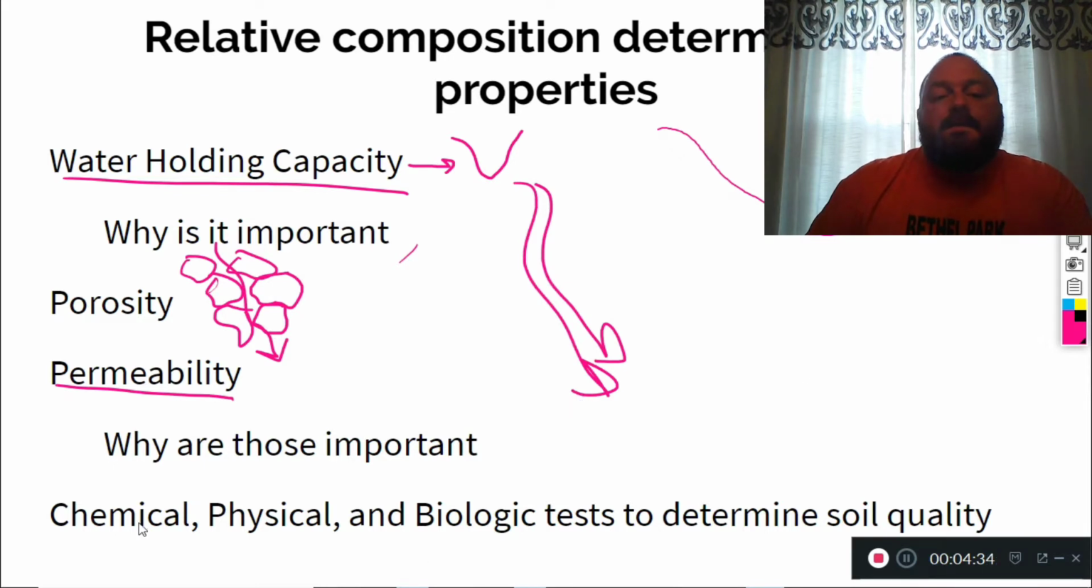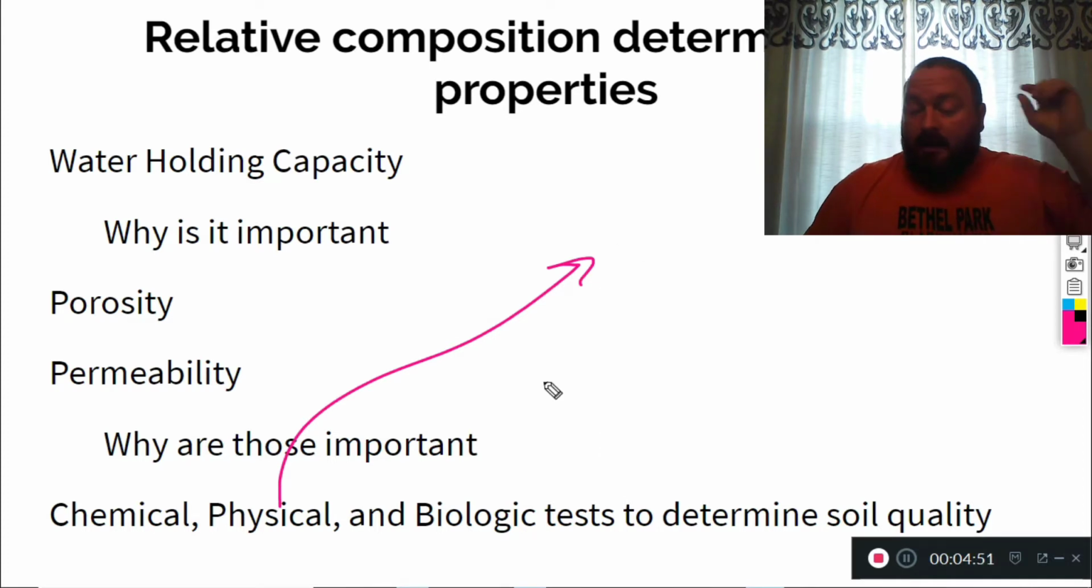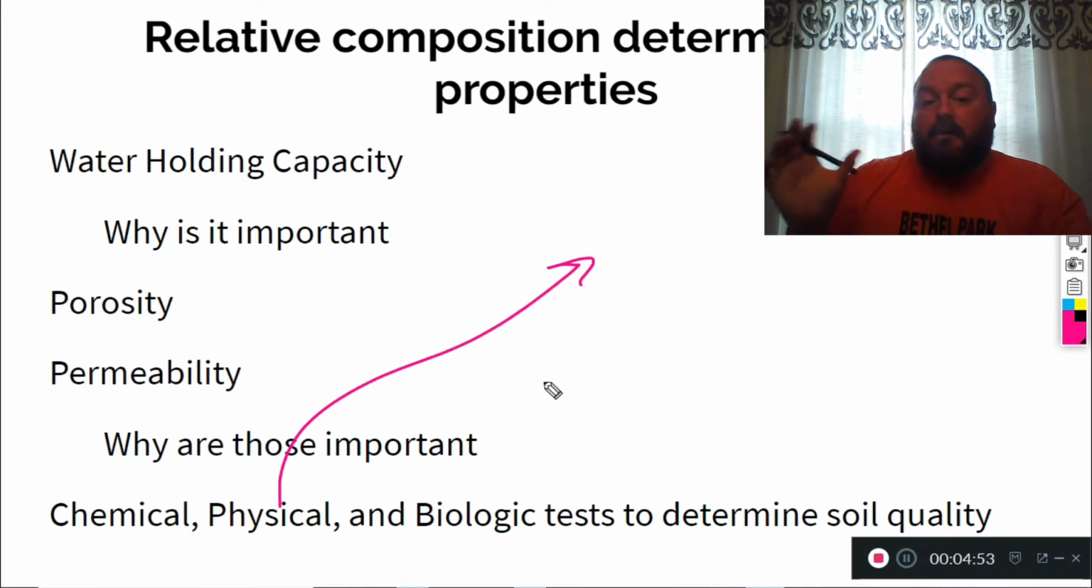So we have different physical, chemical, and biologic tests we can determine soil quality with. So think about a physical test you could run to determine soil quality. If you remember back when we did that soil lab, the physical test is where you separate it into its components. Remember how we put it in the graduated cylinder, shook it up with a little bit of soap, and it separated out into its particles? That's a physical test you can do.